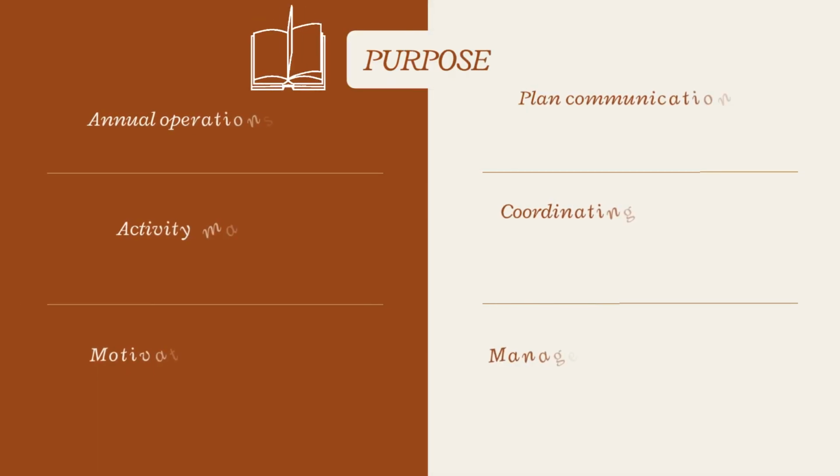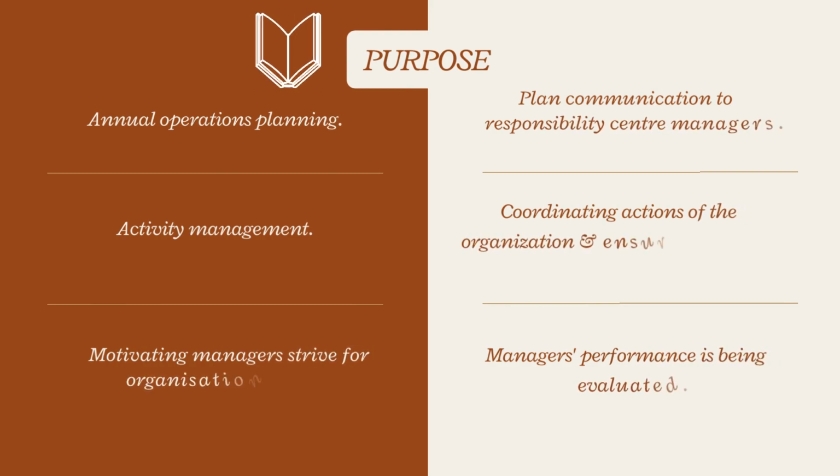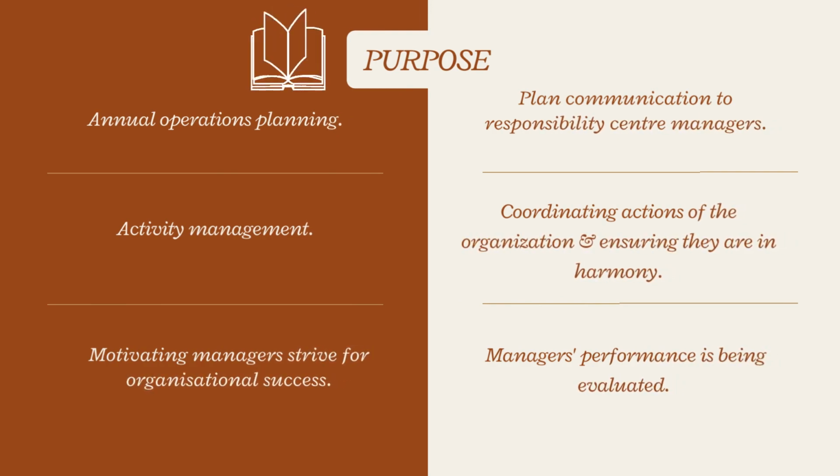Okay, next there are six purposes of budget. First is annual operation planning. Second is plan communication to the various responsibility center managers. Third is activity management. Fourth is coordinating the actions of the organization's many sections and ensuring that they are in harmony with one another. Fifth is motivating managers to strive for organizational success. And lastly, sixth, manager performance is being evaluated.